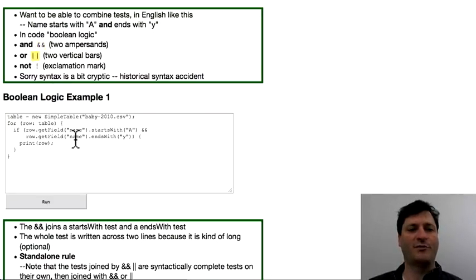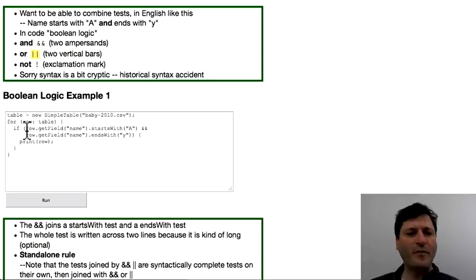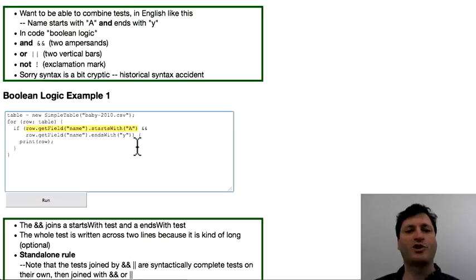So let me show you what that looks like. Here's some code, and the first test just says if the name starts with A, just as we've done before. That test is complete and functional, so it is not changed by adding Boolean logic. For Boolean logic, we take that test and follow it with two ampersands, which you would pronounce as and, then a second test. The second test is also complete and makes sense on its own.